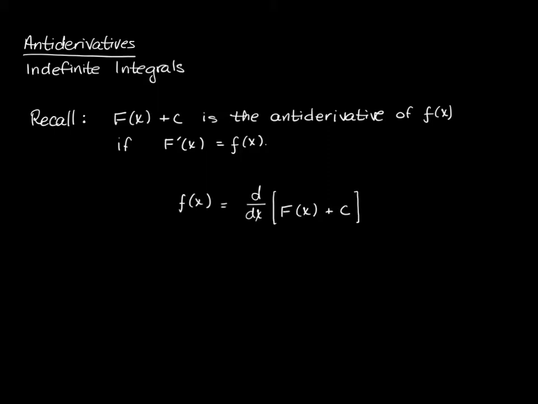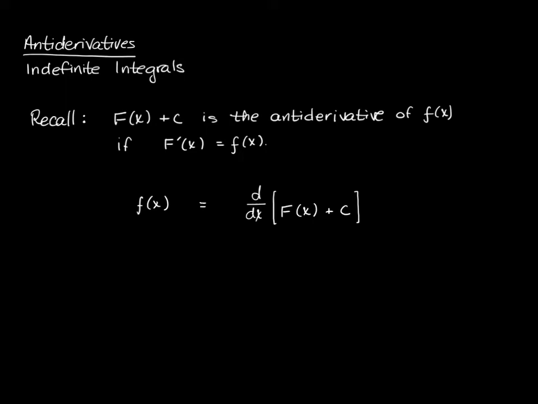The function f of x is the derivative of big F of x plus potentially some constant. If I want to find a way to write big F of x as some kind of operation on little f of x, then what I want to do is somehow undo this differentiation. In order to do that, we're going to start doing something we call integration. Integration is essentially just an undoing of differentiation.